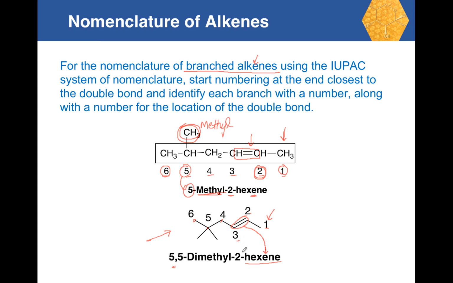Next, we have to indicate the location of the double bond. That's on carbon number 2. So this carbon number 2 is to represent the location of the double bond. On carbon number 5, we have a methyl group and another methyl group, so it's a dimethyl. And of course, both methyl groups are on number 5, so we say 5,5. Notice it's not just 1,5, but 5,5, because it is a dimethyl. So you should be able to name alkenes and branched alkenes.